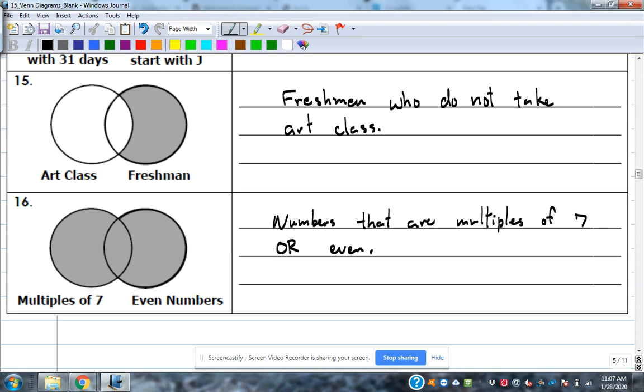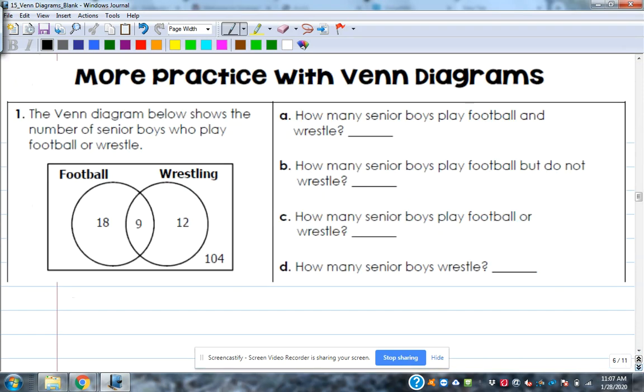Okay. All right, let's get into my favorite kind, where they actually put some numbers and things in there. So you've got a little bit more specific data instead of kind of reaching up in the clouds trying to find what to talk about. So a little bit more information here. Number 1 says the Venn diagram below shows the number of senior boys who play football or wrestle. And then, how many senior boys play football and wrestle?